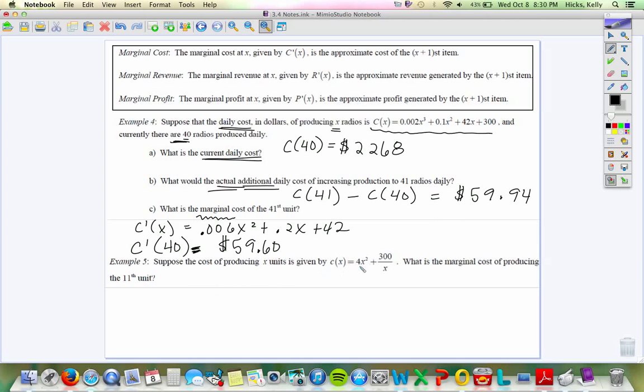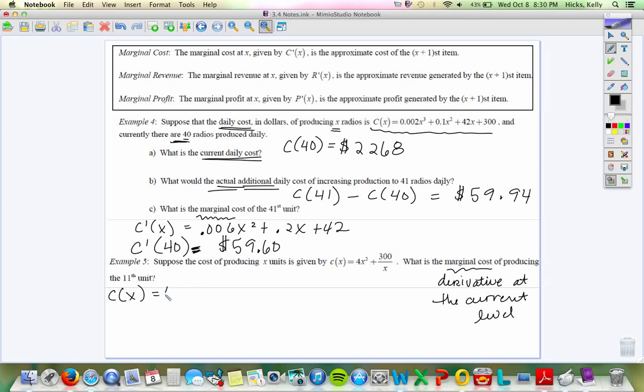Okay, let's see. Suppose the cost of producing x units is given by C of x equals 4x squared plus 300 over x. What is the marginal cost of producing the 11th unit? Same thing: when you see marginal cost, you think derivative at the current level, because that gives you the change at the current level, which will give you an approximation of adding one more.